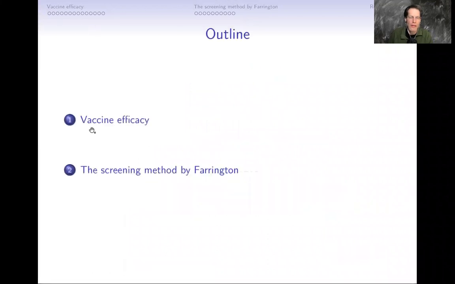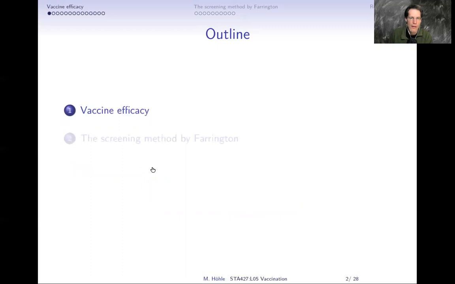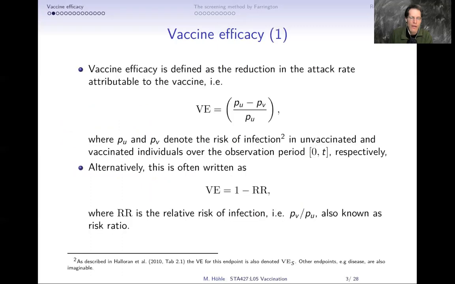So today, for this lecture, we're going to talk about vaccine efficacy and vaccine effectiveness. And in the second part, we will talk about the screening method. So to continue about vaccine efficacy: what is vaccine efficacy? Well, it's defined as a reduction in the attack rate, which can be attributed to a vaccine.